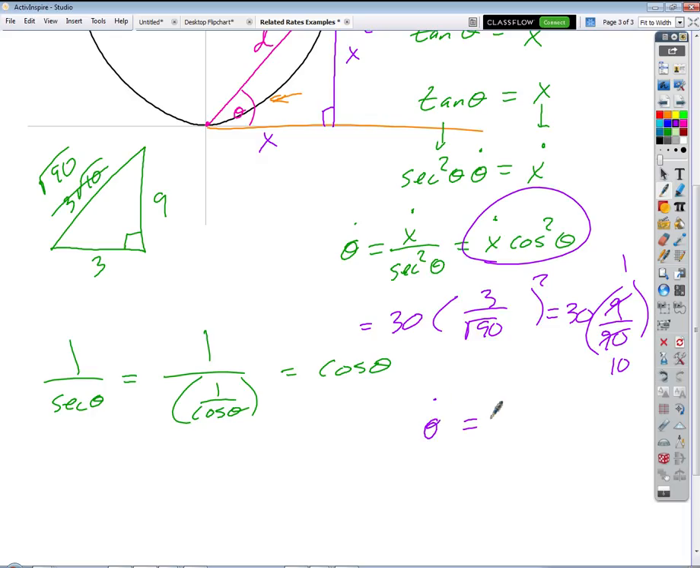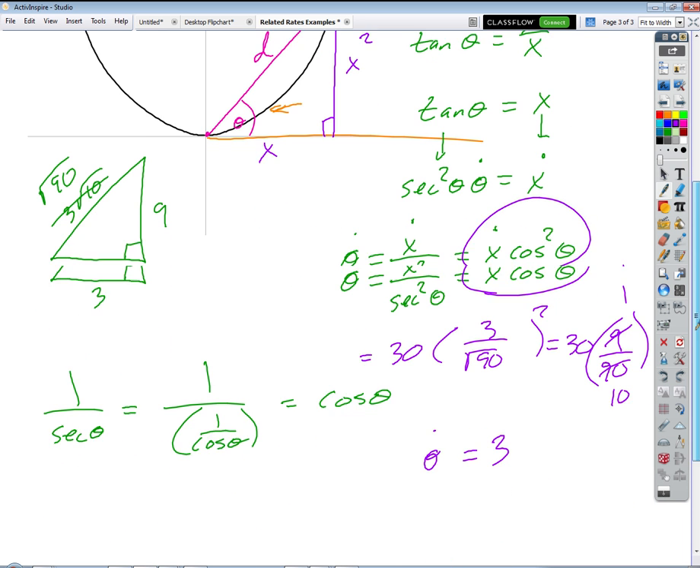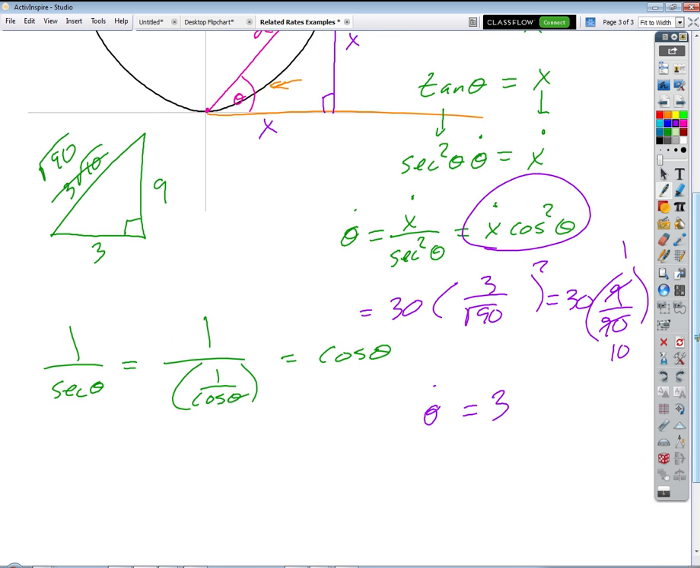So theta dot is 3 what? What are the units of theta dot going to be? Over seconds. It's going to be radians per second. Is it going to be radians or degrees? Radians, because we didn't use degrees. Yeah, because degrees are not a thing.